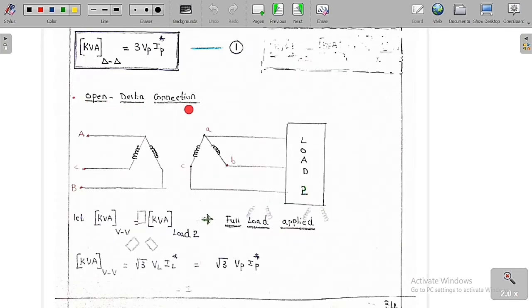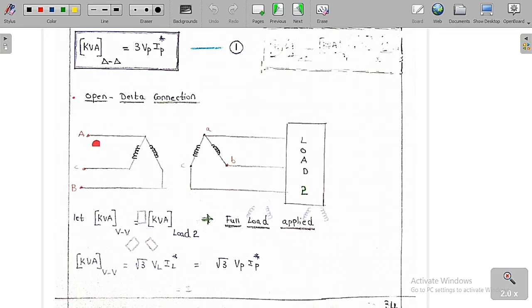So open delta connection means that out of these three transformers, one transformer has some fault. So I am going to remove that transformer, which has a primary winding and a secondary winding. So I have removed the primary winding and the secondary winding of the transformer. Now it is called the open delta connection, meaning only two transformers are there but not the third transformer. The third transformer we have removed because of a certain fault. So this is the new transformer arrangement we are going to get. It is called the open delta connection.